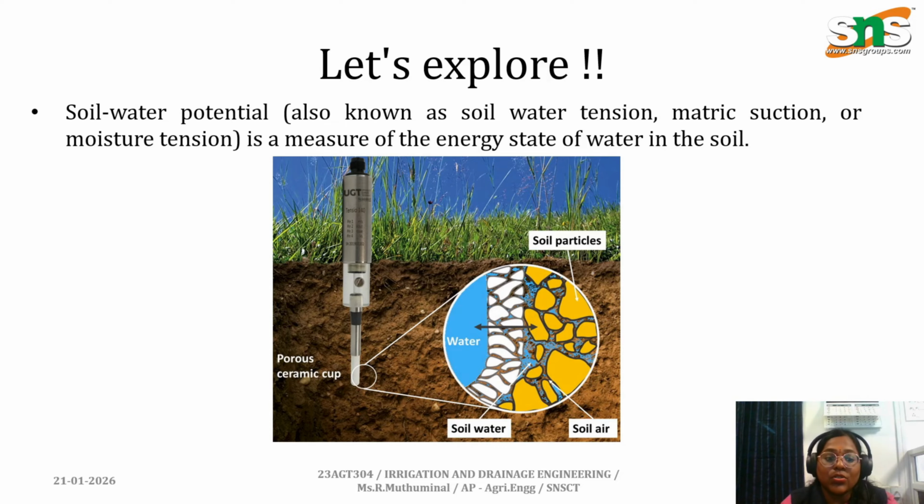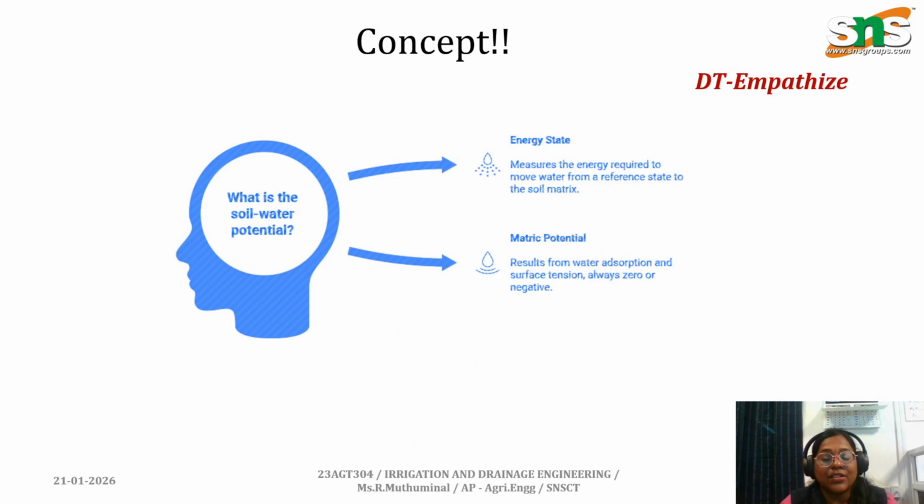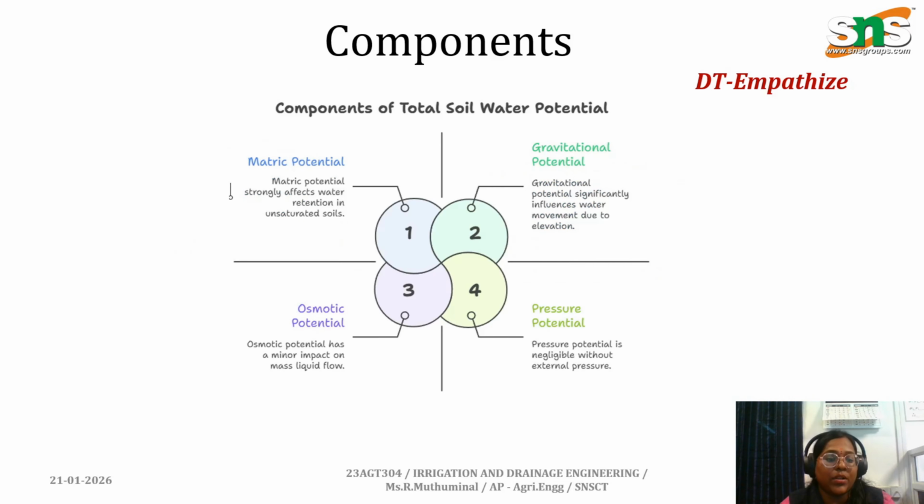external pressure. The total soil water potential is always said to be a concept that comes under the energy state and matric potential. When the measurement of energy required to move the water from a reference state to the soil matrix is taken, then it is said to be soil water potential. Usually, this matric potential helps in water absorption and surface tension, which is 0 or negative.